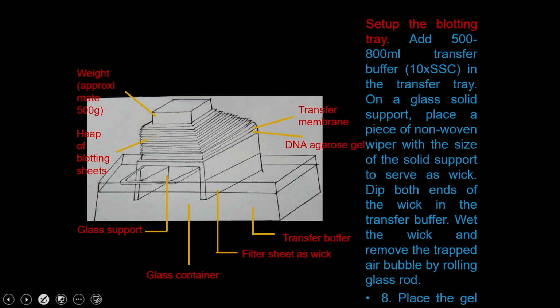So this is the typical transfer apparatus that people use for Southern blotting. What you have here is a glass tray, in which you have the transfer buffer, and in this transfer buffer you have a glass support. On this glass support, first you put a sheet of Whatman filter paper, which is going to be slightly bigger, and it should actually submerge within this buffer. And then you are going to keep the agarose gel.